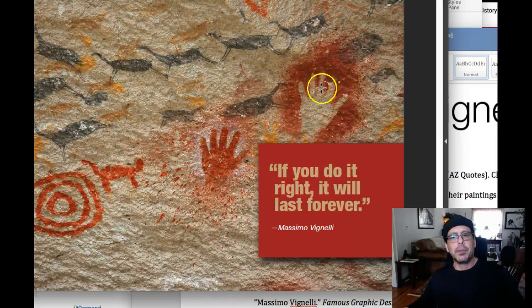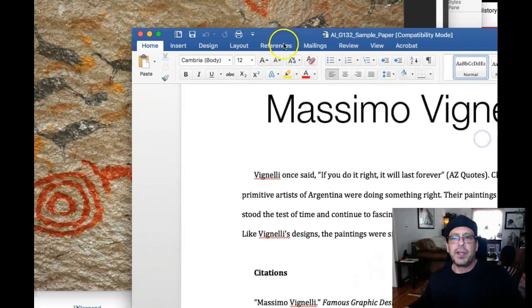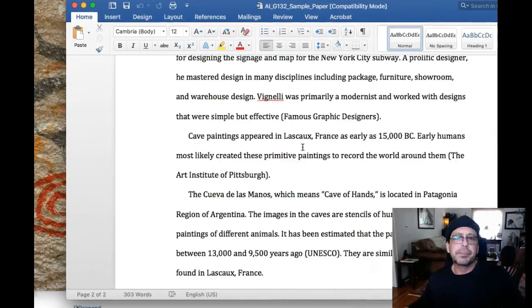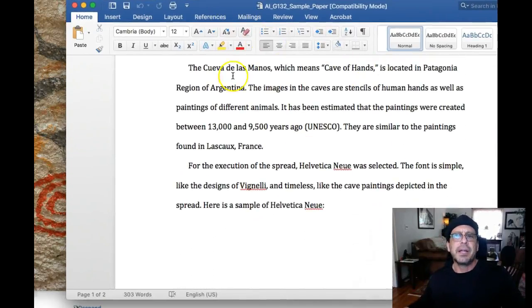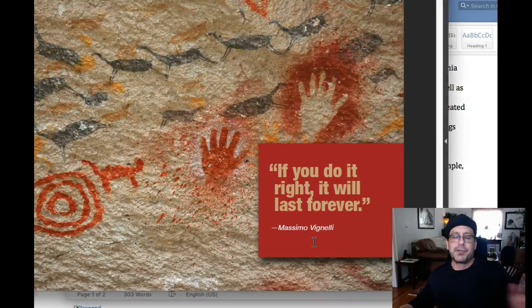So what you're missing is that movement in the background, a visual depiction of the movement you're talking about, Art Nouveau. And to take this a step further, if it's done right, you have Massimo Vignelli, one of the all-time icons of design, saying that if you do it right, it will last forever. He's showing the cave paintings in Lascaux. The relevance there from your reading is that those are some of the oldest known art to man.